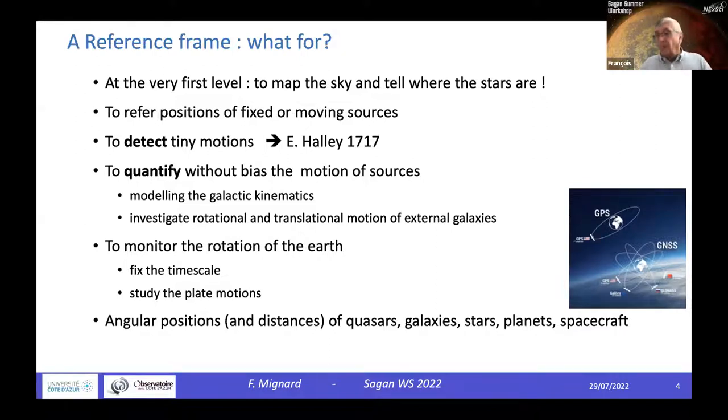You need that for more practical reasons, to track probes in interplanetary space. You need that to monitor the rotation of the Earth, to define the time scale. So everybody needs that. To have GPS, you need a reference frame. To guide a probe, you need a star sensor. We need a reference frame. So all that is of practical importance beyond the theoretical interest.